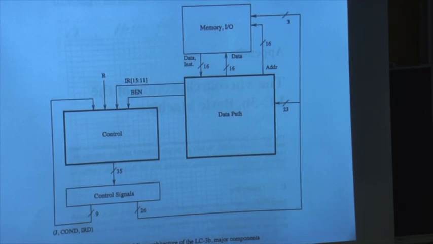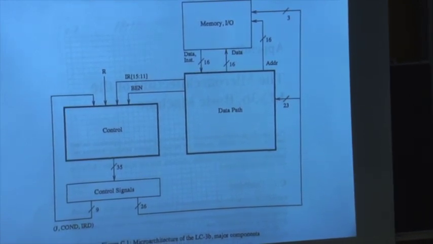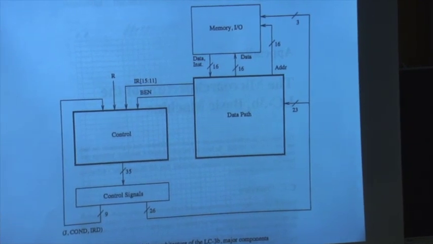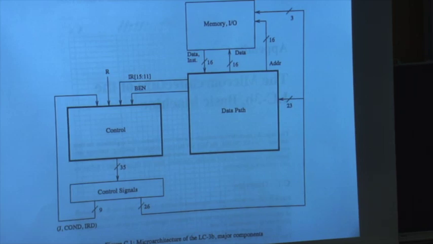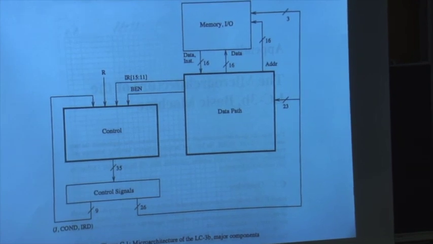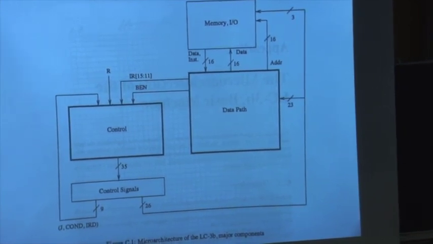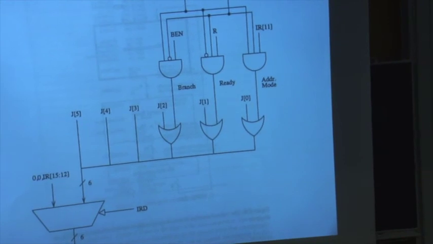For example, actually, maybe I'll get to the microsequencer right now. One control signal is IRD. And that IRD tells you whether the current state is actually the decode state, whether you're decoding an instruction. Based on that, your next state is dependent on the outcome of the decode, right? You will understand this much better once you read the part, but this is what the microsequencer looks like. This is how you determine the address of the next state.